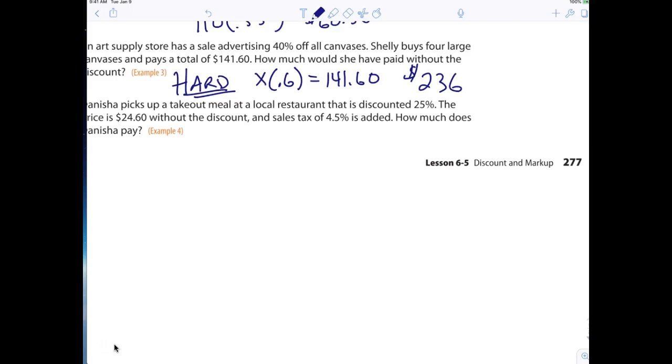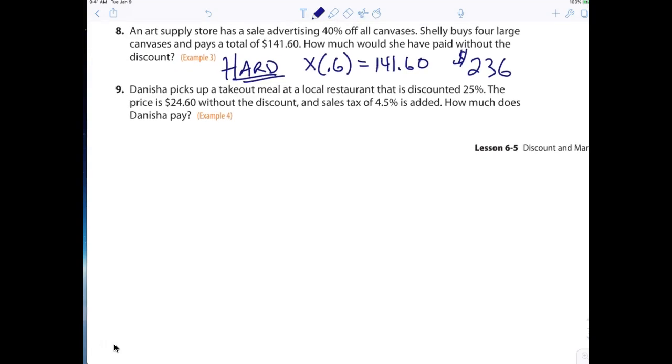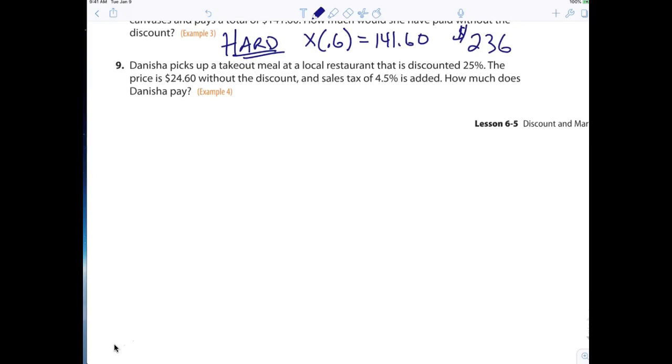Layton, you're up. Read the next one. Picks up a takeout meal at a local restaurant that is discounted at 25%. The price is $24.60 without the discount, and sales tax of 4.5% is added. How much does he pay?